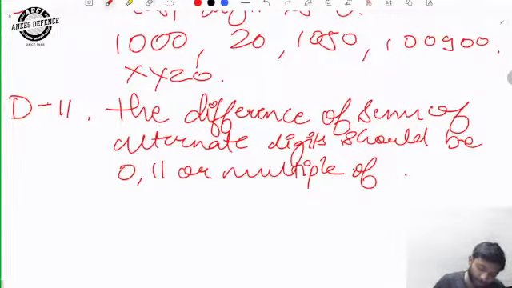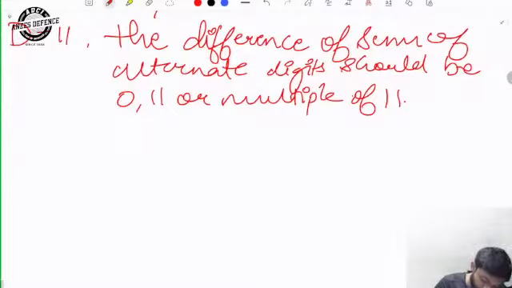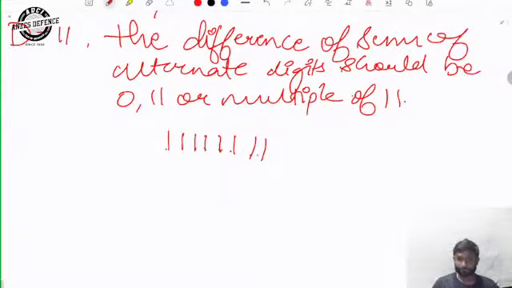Now I know this is confusing, but this is the easiest language in which we can write it. Now listen to me carefully. If any number is like this, 1, 1, 1, 1, 1, 1, 1, 1. If a number is said to be divisible by 11, then the difference of the sum of alternate digits should be 0, 11 or any multiple of 11.